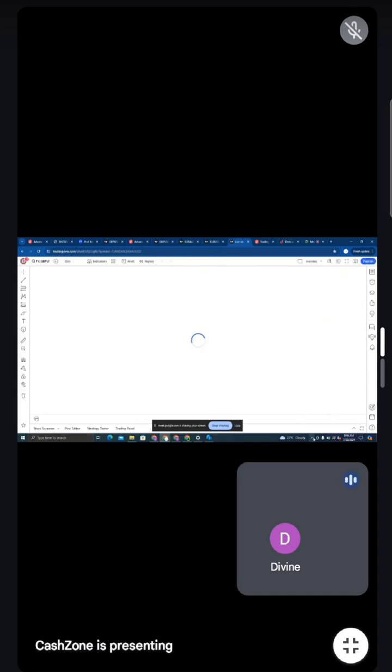Why is my network slow? What's this now?